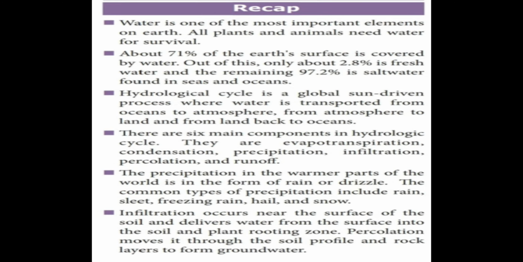Infiltration occurs near the surface of the soil and delivers water from the surface into the soil and plant rooting zone. Percolation moves it through the soil profile and rock layers to form groundwater.